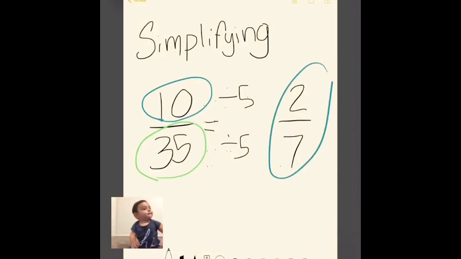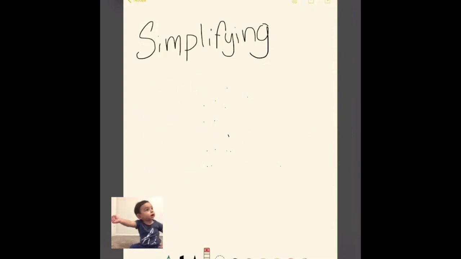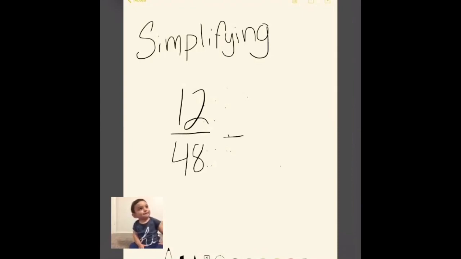Easy peasy. So now I want you guys to give it a try. I want you to try simplifying these two fractions. So that one, and I want you to also try simplifying this fraction. Give it a try. Let me know what you think the answer is.